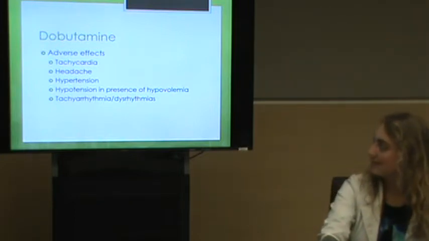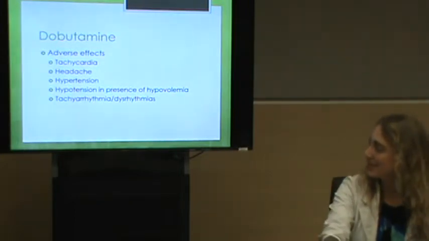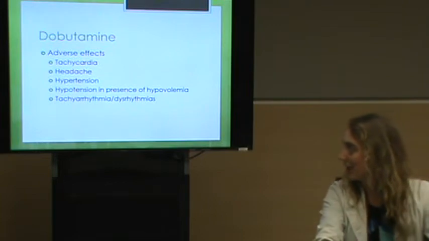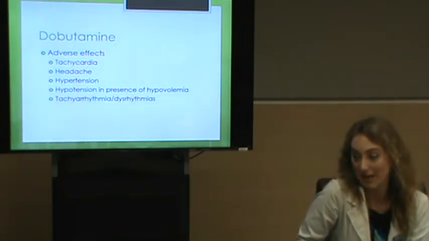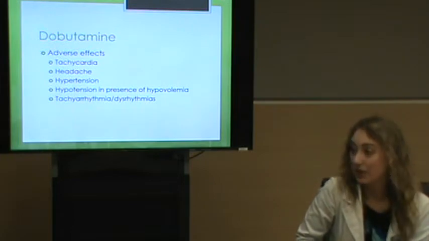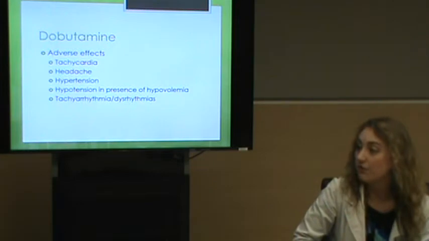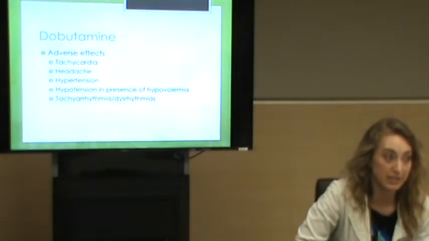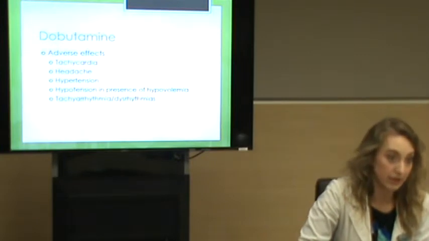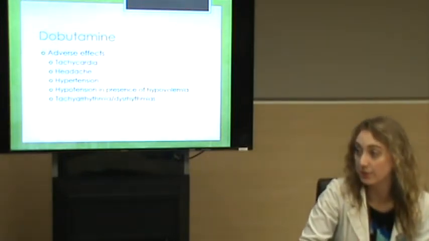For adverse effects, these play into the monitoring that you have to do. It can cause tachycardia, headache, hypertension, hypotension if the hypovolemia is not corrected, which can be incredibly severe for patients who are on dobutamine. So if you notice any patients that have hypovolemia, it's important to titrate the drip back down, correct that volume, and then restart at a lower rate.